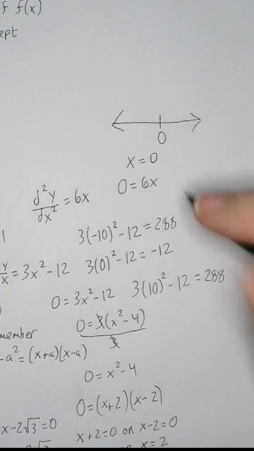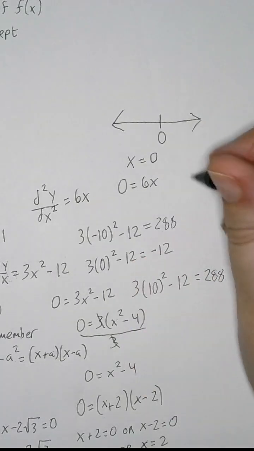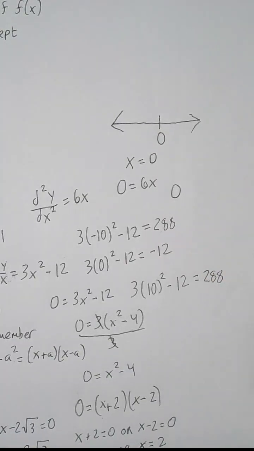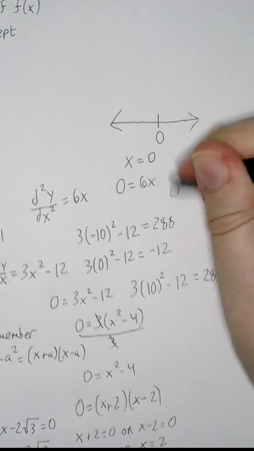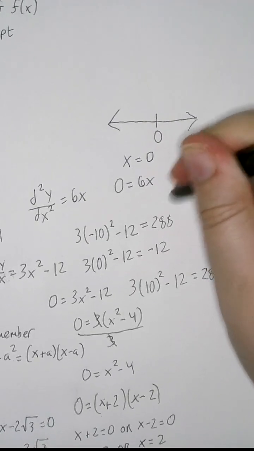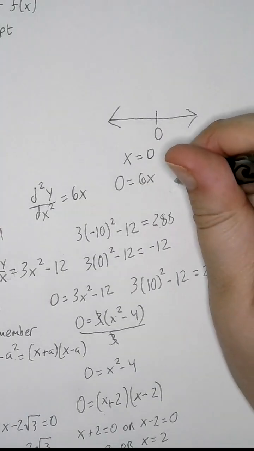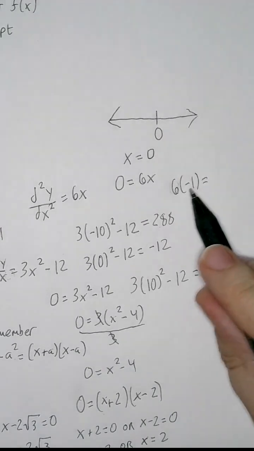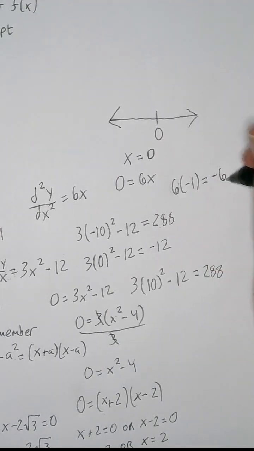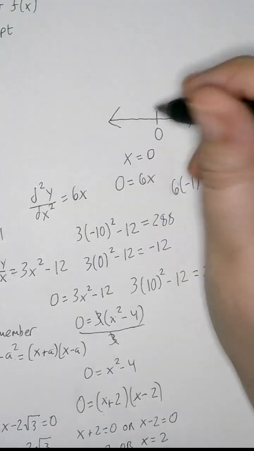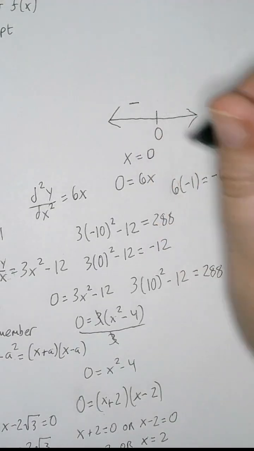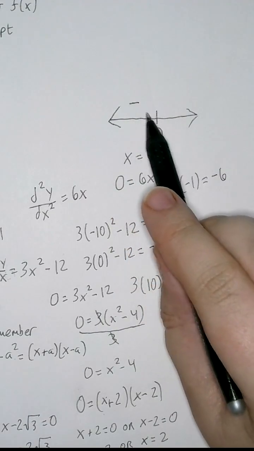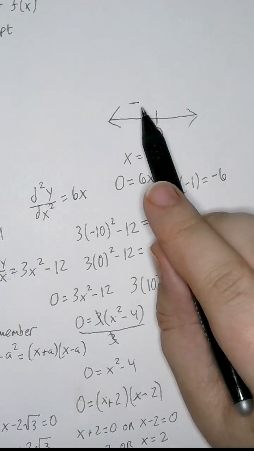All right, -1. Okay, so here I'm going to plug -1 into my second derivative. So I have 6 times -1. Well, 6 times -1 is -6, and -6 is negative. So I'm going to put a negative here. That means on the interval from -infinity to 0, my function is going to be concave down.